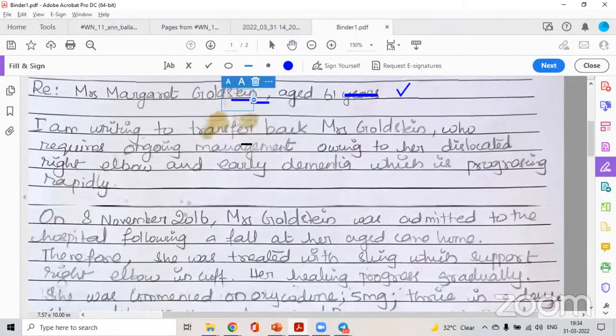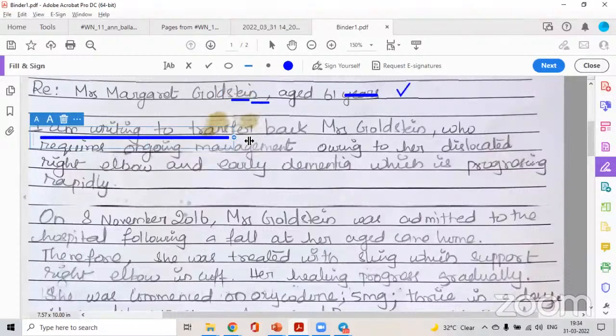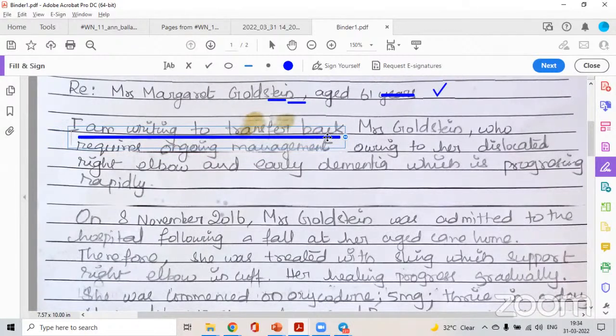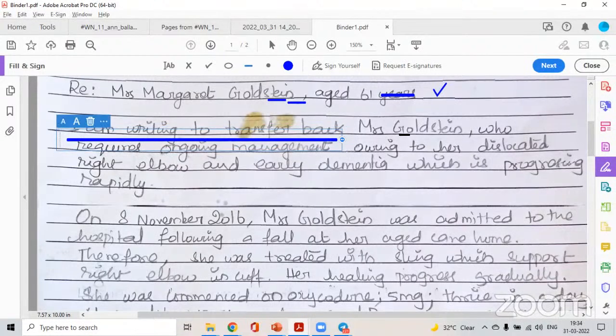I am writing to transfer back. Why you want to write I? Who is important? You are important or Mrs. Goldstein is important? Why don't you start with the important person here? This letter is not because of you, this letter is not because of somebody else. This letter is because of Mrs. Goldstein. So why don't you give importance to Mrs. Goldstein? So write Mrs. Goldstein in the beginning.